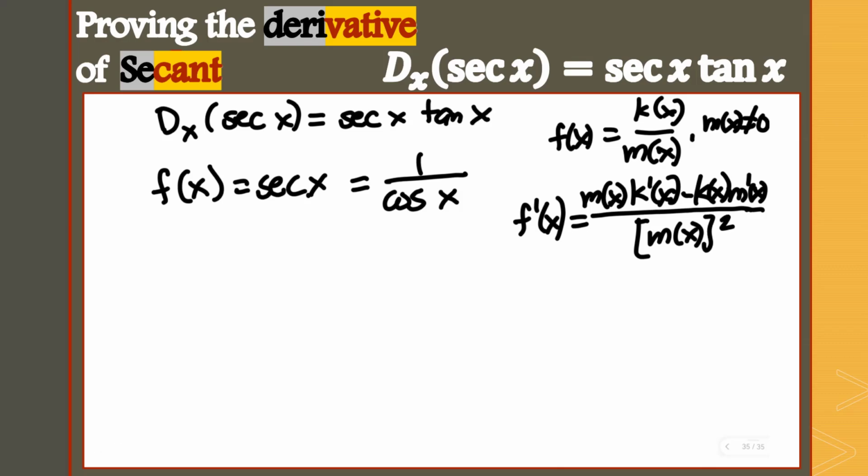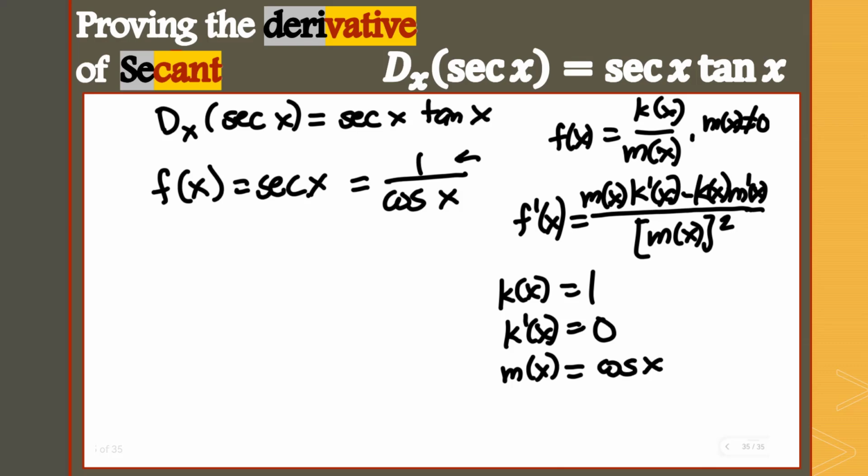Again, let me use this even if the numerator for the representation of secant x in terms of cosine is just 1. So with this, k of x, being a numerator, is just equal to 1. Hence, its first derivative, by the rule for differentiating a constant, is 0. How about your m of x, which is identified as cosine x? Its first derivative is identified as negative sine x. That's the rule for differentiating cosine x.